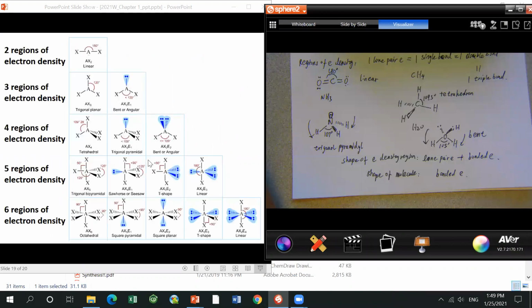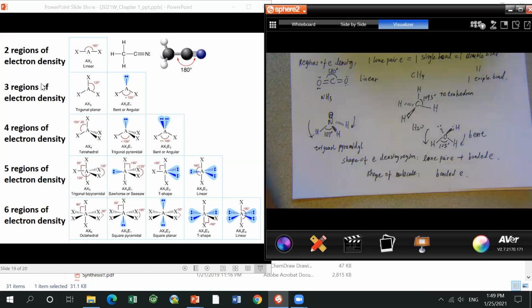Right. And here are some of the most common electron density regions and molecular shapes. If we only have two regions of electron density, it should be linear most of the time. For example, the second carbon here has one double bond on one side and one single bond, so two regions of electron density: 180 degrees bond angle, linear.